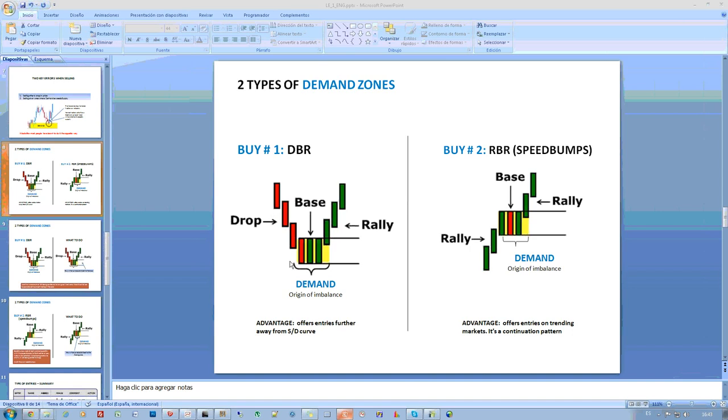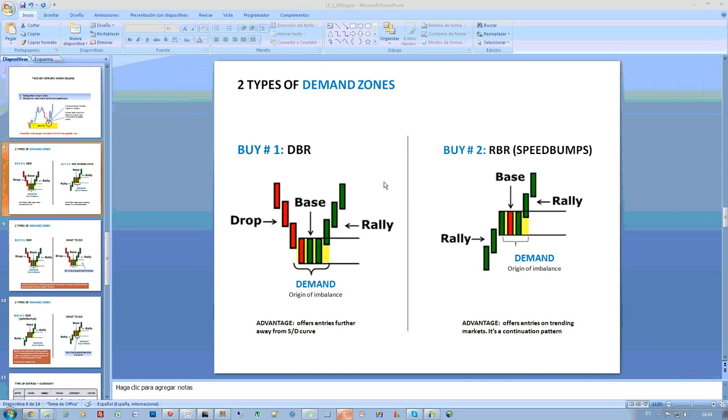So we have a drop-based rally: price drops into an area, basis for some time, and then rallies away from that area. This is the origin of an imbalance, a demand imbalance.